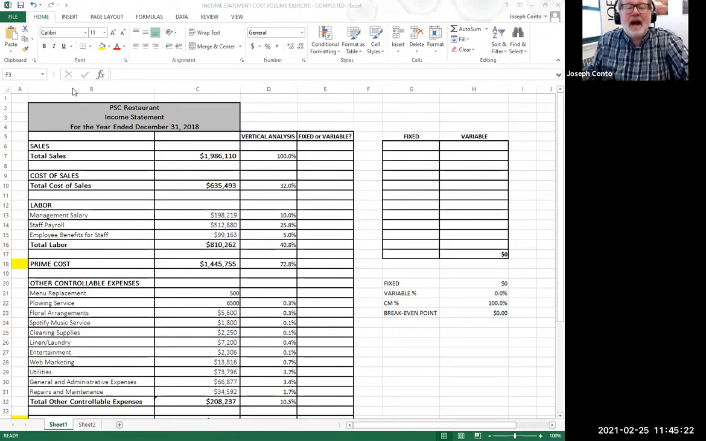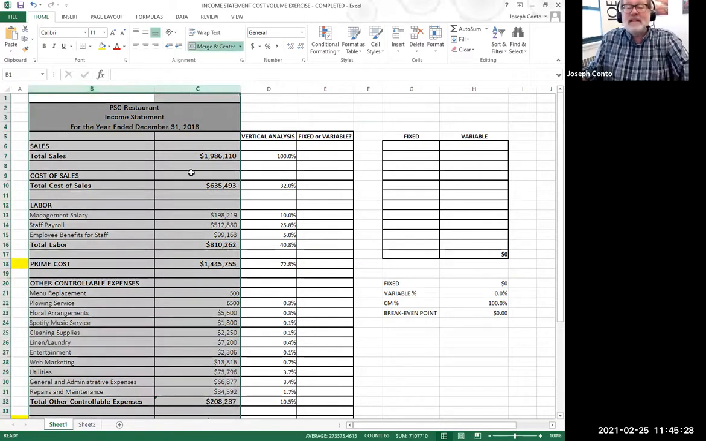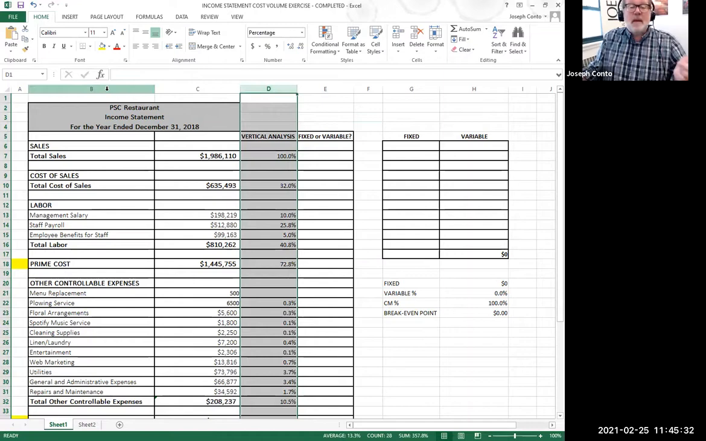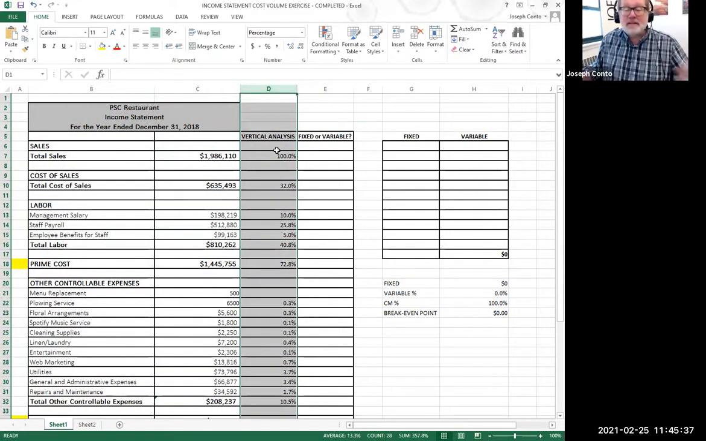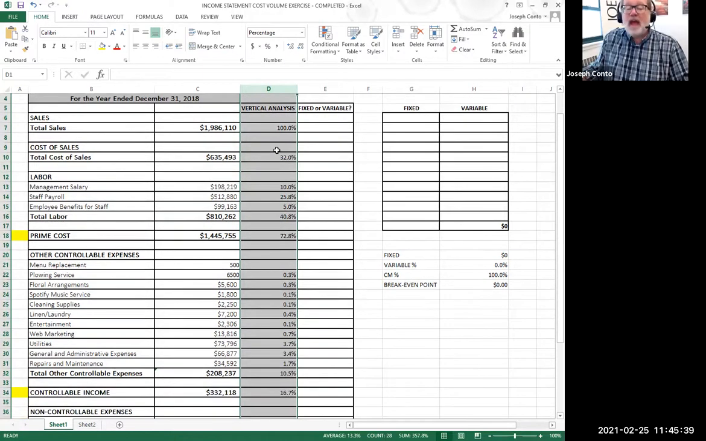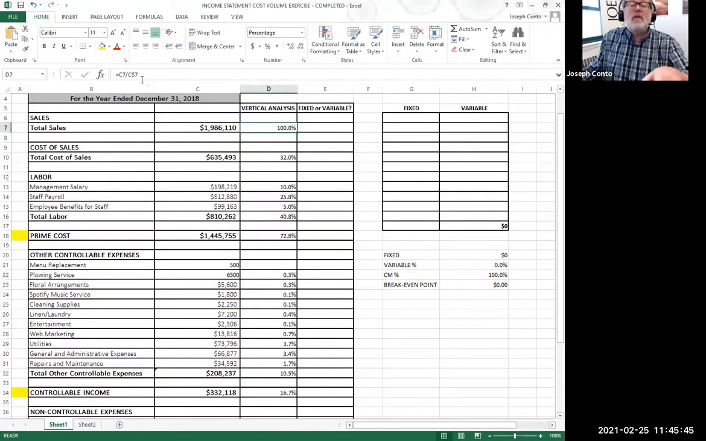Now, remember, in preparation for today's class, all I really provided for you was this information, asking you to do a vertical analysis. So step one, take a look at your current income statement and then do a vertical analysis. That formula's right here, right? We start there. Remember our dollar sign, and we do a drag down. That gives us the vertical analysis. Step one, easy. You've done it a million times.